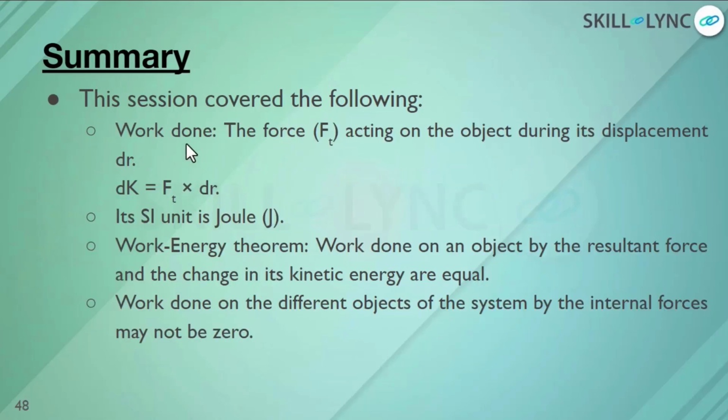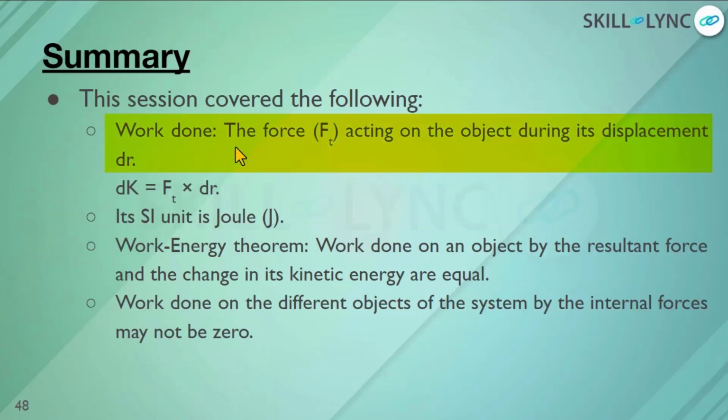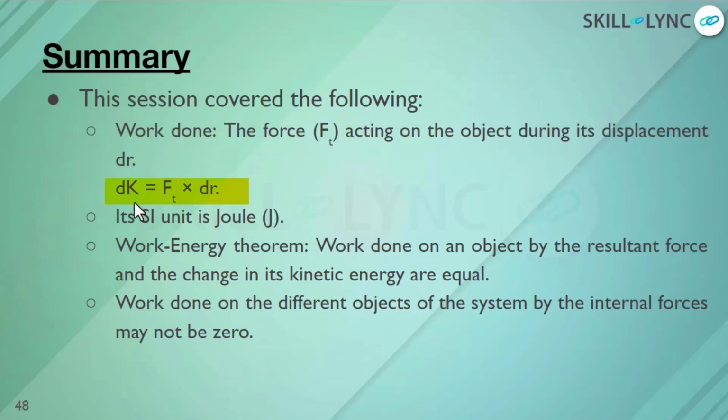Next, we can see that the work done can be written as the force acting on the object during its displacement dr. We have considered the force is Ft. Generally, we have considered the tangential force in the slides, and dr is the displacement. So work done is equal to Ft into dr, where work done can be written as dk. So change in kinetic energy is work done, K2 minus K1, we have referred to dk as earlier. The SI unit of work is joule, and it is represented by capital J.